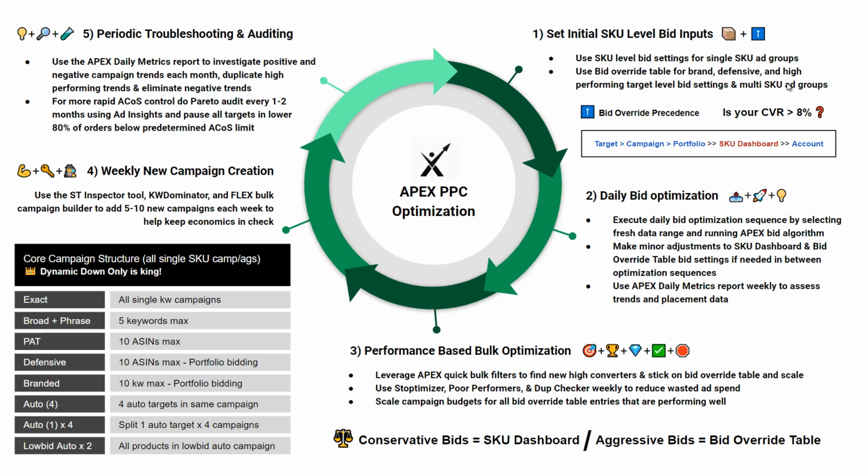You can make any tweaks or minor adjustments to your SKU dashboard and bid override table inputs if you need to. And then we have a few really high-level auditing and troubleshooting and ad insight tools you can look at if you really want to analyze some trends in between optimization sequences, look at some placement data, things like that. And you have the option then to make some tweaks to, say, your bid override table if you're noticing a trend in maybe one of your products and you want to duplicate that trend to try to scale that up in parallel.